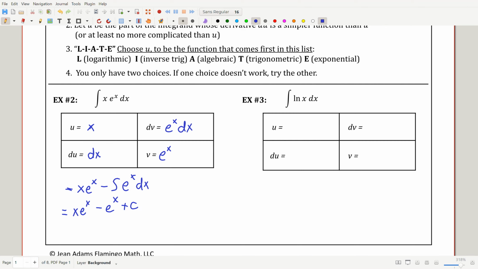So what's our u? Our only choice is ln x, right? Yeah, that's it. But there still is a little bit more of our integral there, and that's dx. So dv is literally just dx. So you do have to take your entire integral and separate it. So now we will take the derivative on the left, integrate on the right.